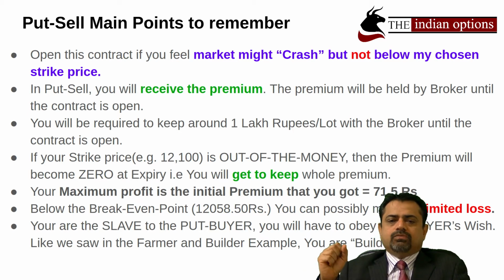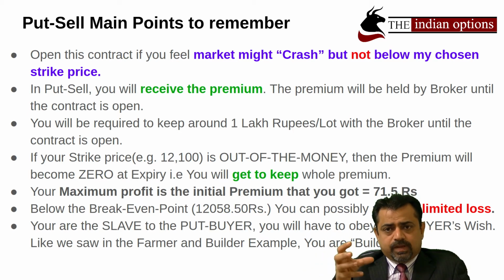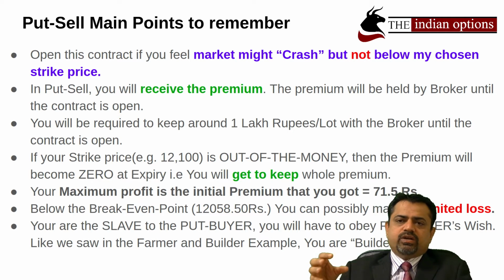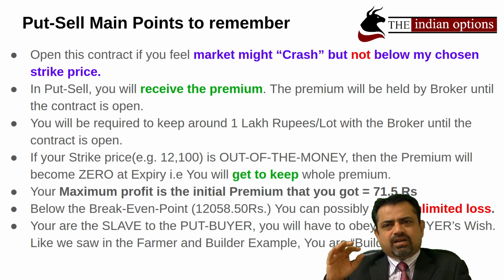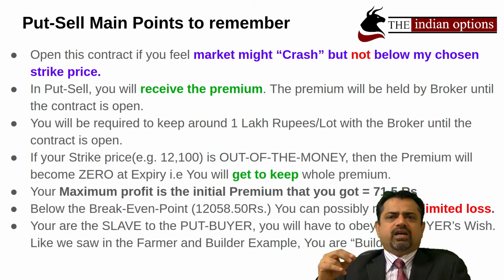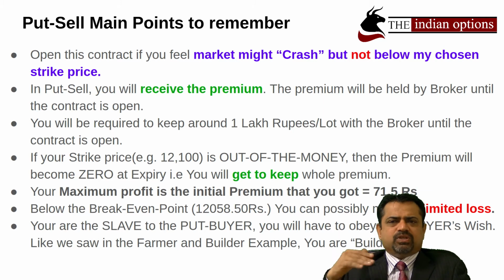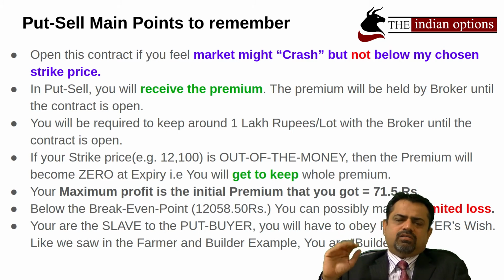Okay. Now, to open this put sell contract, you will also need to keep the margin with the broker. Right now the margin is somewhere around 1 lakh per lot, and it depends on the broker and on market situations daily. The margin changes daily, and you have to pay the difference, or you get the difference back. It happens automatically. So approximately it's around 1 lakh rupees.